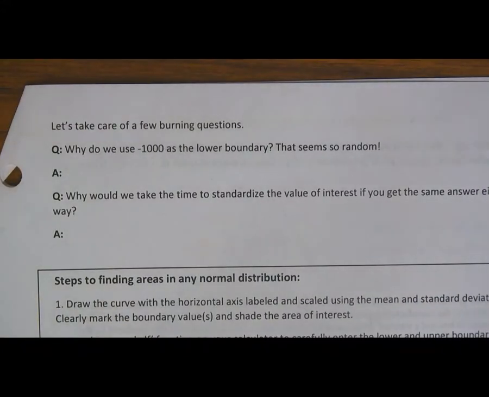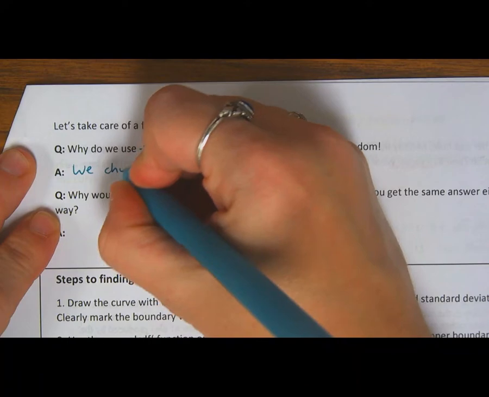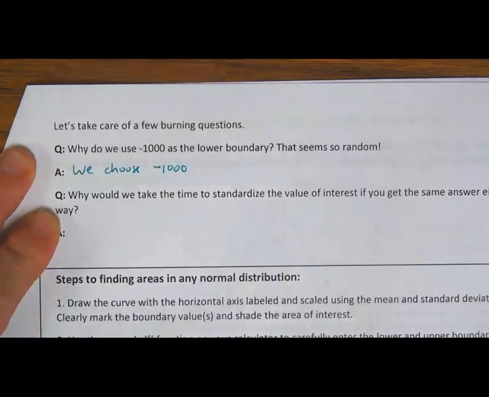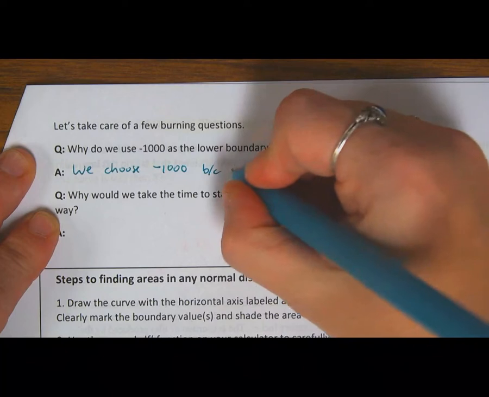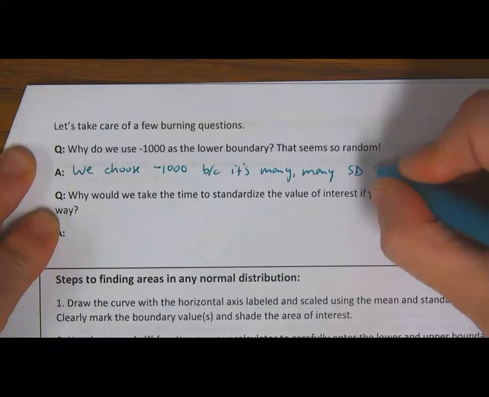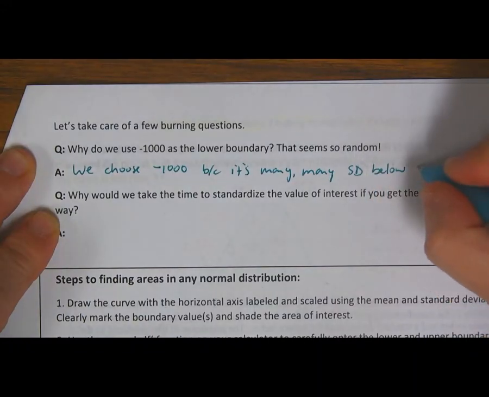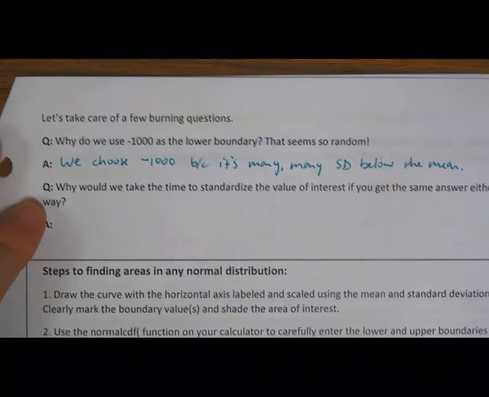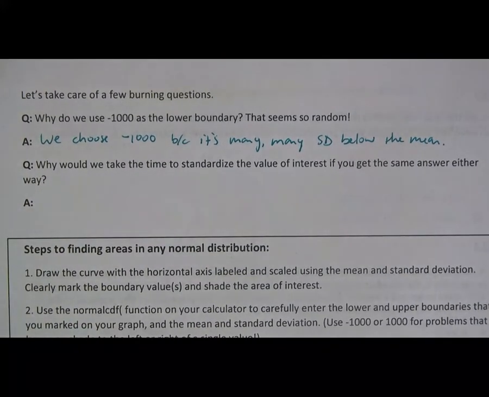Why did I randomly say use negative 1,000 as the lower boundary? It seems really random. We choose negative 1,000 because it's many standard deviations below the mean. And all that means is, again, I just want to cover all of my bases. I'm shading technically to the left forever, so I want to make sure the calculator knows not to stop too soon. It gives a more accurate answer.